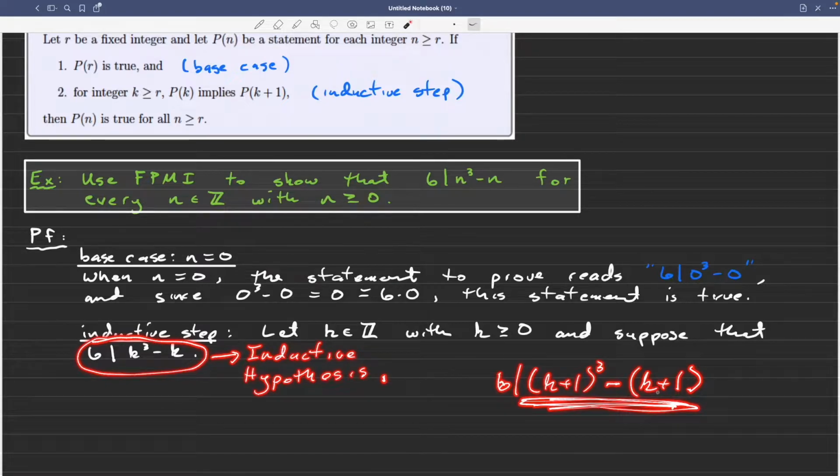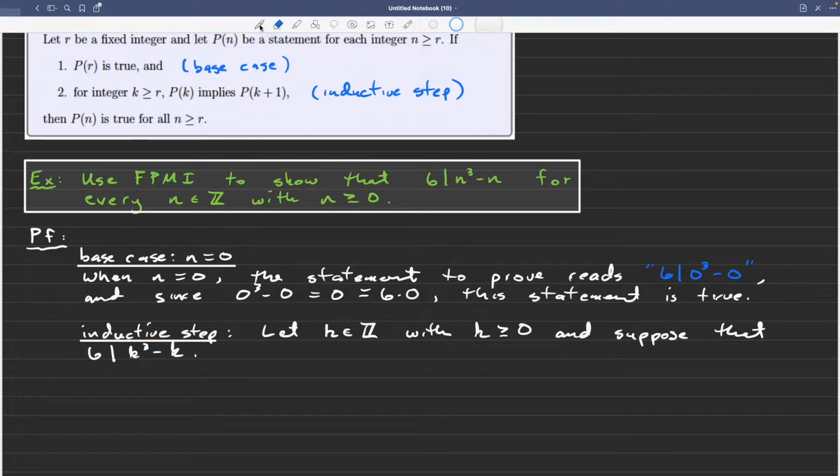So if we flesh out what our inductive hypothesis means, that means that k cubed minus k can be expressed as 6 times some integer. So let's put that into our proof and take advantage of the fact that k cubed minus k can be written as 6 times an integer to get at this expression that we want to factor a 6 out of. Write out what it means to say 6 divides k cubed minus k. Thus there exists some integer L such that k cubed minus k is equal to 6 times L.